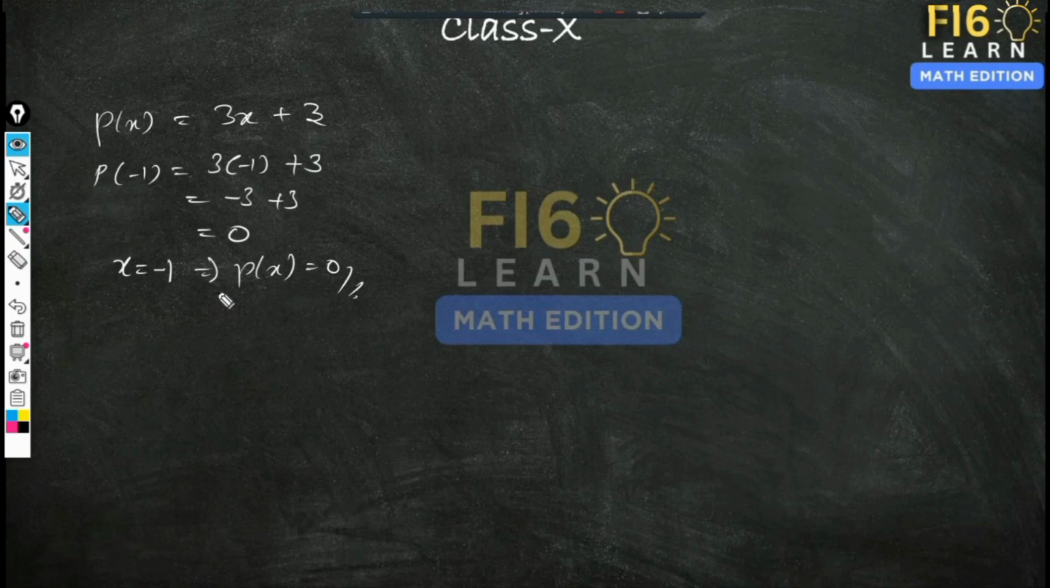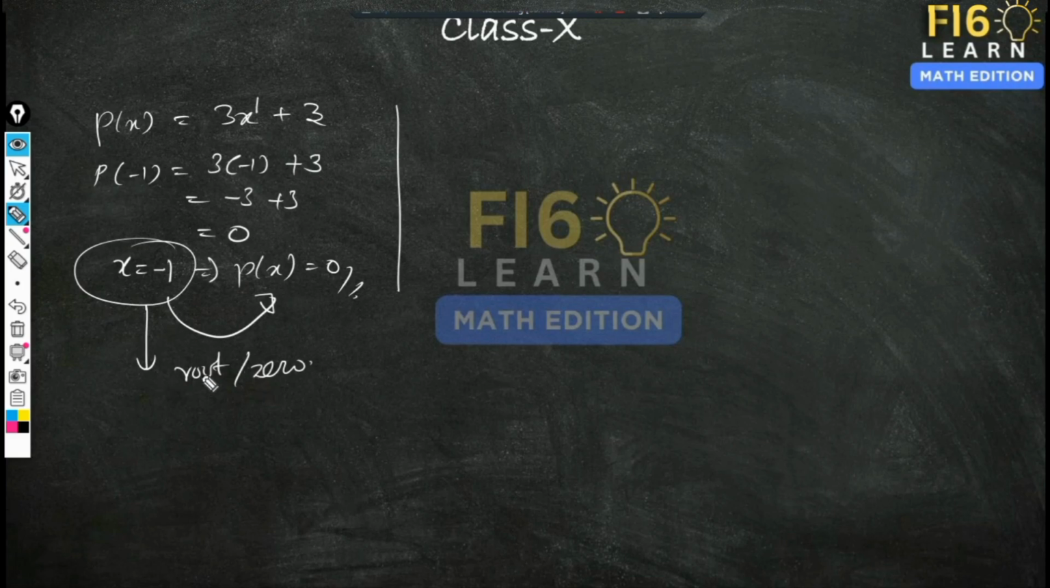If you substitute x equal to minus 1, the entire expression is 0. For a specific value of x, the given polynomial becomes 0. That value of x is called a root or zero of the given polynomial. This equation is a linear equation, so it has only one root. If it is a quadratic equation, its degree is 2, so it will have two roots. If it's a cubic equation, its degree is 3, so it will have 3 roots. So the maximum number of zeros of a polynomial is equal to the degree of that polynomial.